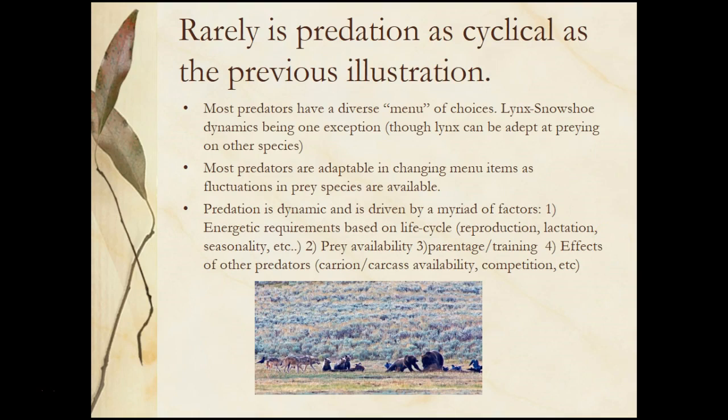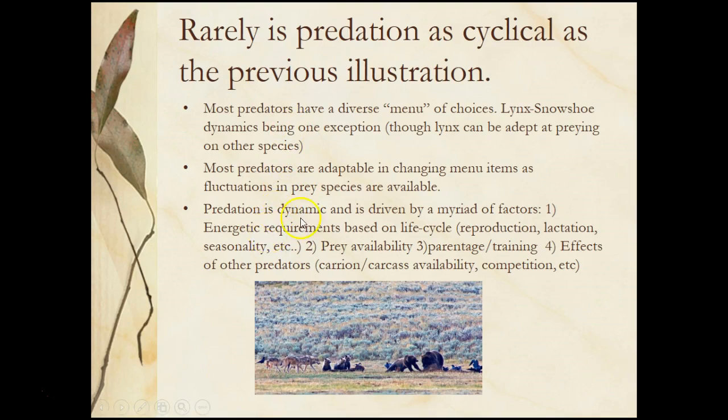And rarely do we see a cycle as classic as the snowshoe hare and Canada lynx in Canada, and that's because most of our predators are not specialists. Most predators have a diverse menu of choices. We'll talk more about that. I like this picture down here that has wolves and bears and probably some dead prey species, even some scavengers in it. Most predators can switch their diet if their primary source of food is unavailable.